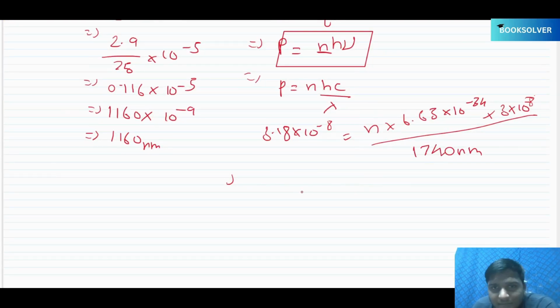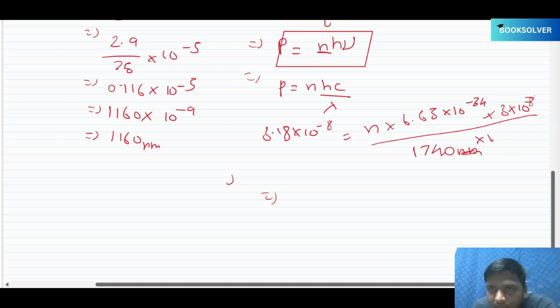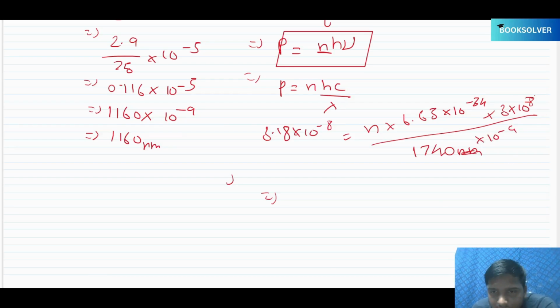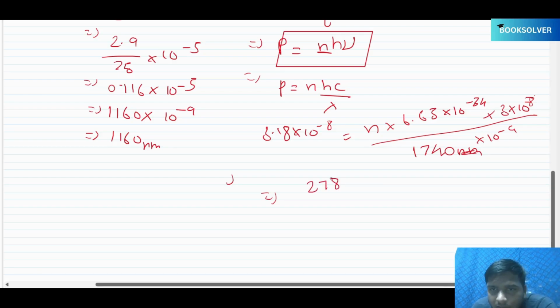Again, this is very calculative. I need to use a calculator for quick calculations. You don't have an option. So let's multiply. 1740 nanometer can be written as 1740 into 10 to the power minus 9. If we calculate all of this, 3.18 into 1740 divided by 6.63 divided by 3, we get somewhere around 278.19.